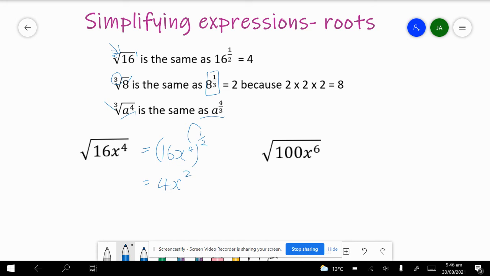Right, let's have a look at this one. So we can rewrite it as 100x to the power of 6. Again, it's just the square root, so we can write it to the power of a half. Now, the square root of 100, or 100 to the power of a half, is 10. 10 times 10 equals 100. And using our rules before, because we've got brackets here, 6 times a half is just 3. So we're just halving the 6, and we find x to the power of 3. And that's how you work with simplifying expressions with roots.